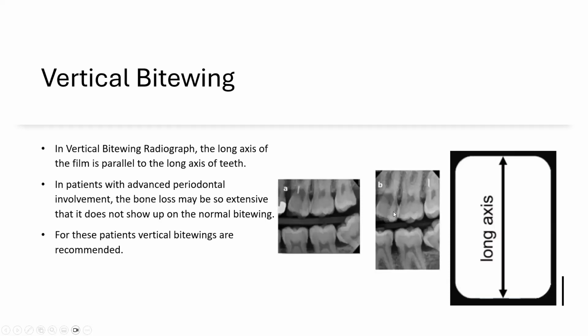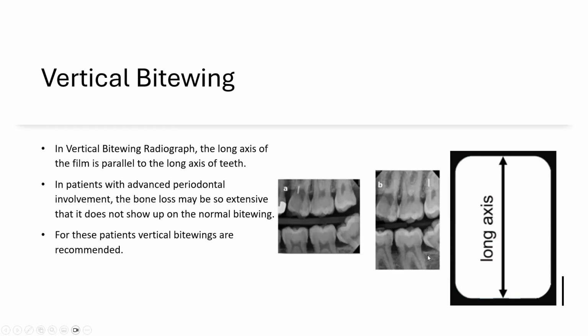Vertical bitewings. Here we will be taking the bitewing X-ray in such a way that the long axis would be along the long axis of the teeth, not horizontal. Like previously we were taking it keeping it horizontal. Now we are keeping it vertical. Here this is the horizontal, this is the vertical. That's why I kept both the X-rays over here to show you the difference.